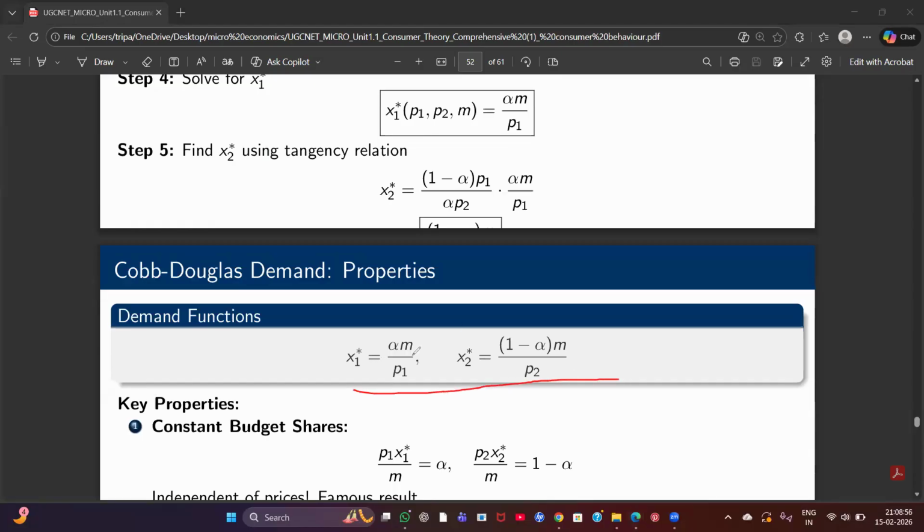If we change it a little, we get p1 x1 star by m equal to alpha. This is the expenditure: p1 into x1 is the expenditure on first commodity. So dividing by m, we get the share of money income spent on first commodity, which is equal to alpha. Similarly 1 minus alpha is the share of money income spent on second commodity.